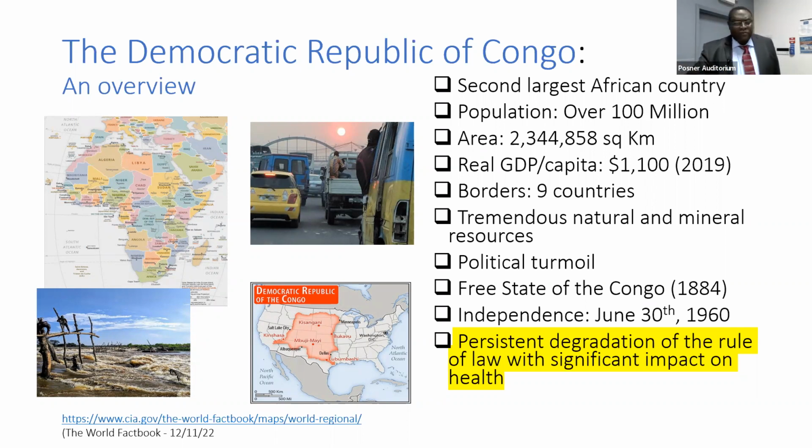But also, if you look at the map, you will see we have 9 countries bordering the country, which is a bit of a challenge in terms of security. And the country is very rich in natural resources, minerals. But it has been in a very difficult situation politically for a long time, since even the Berlin Conference. Many of you may not know about the Berlin Conference. It took place in Berlin, in Germany, and divided Africa into countries and different powers.